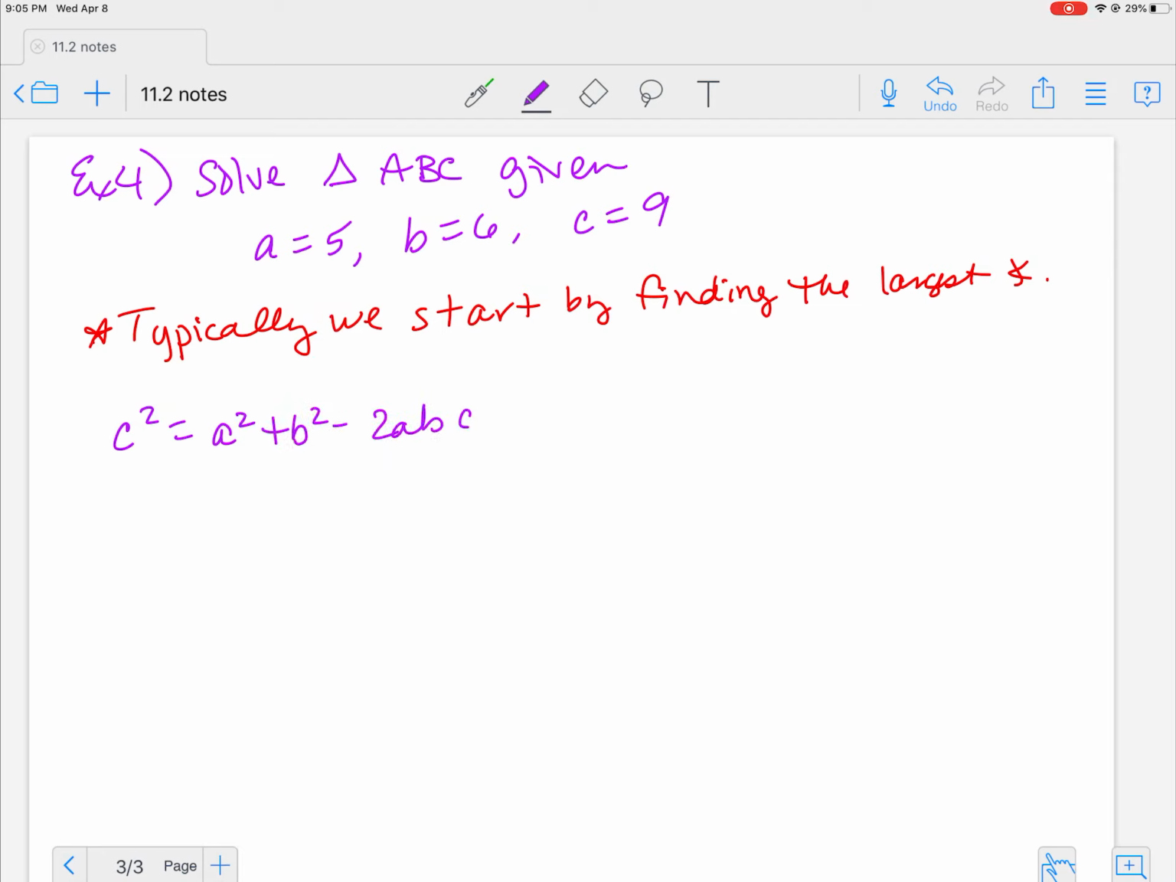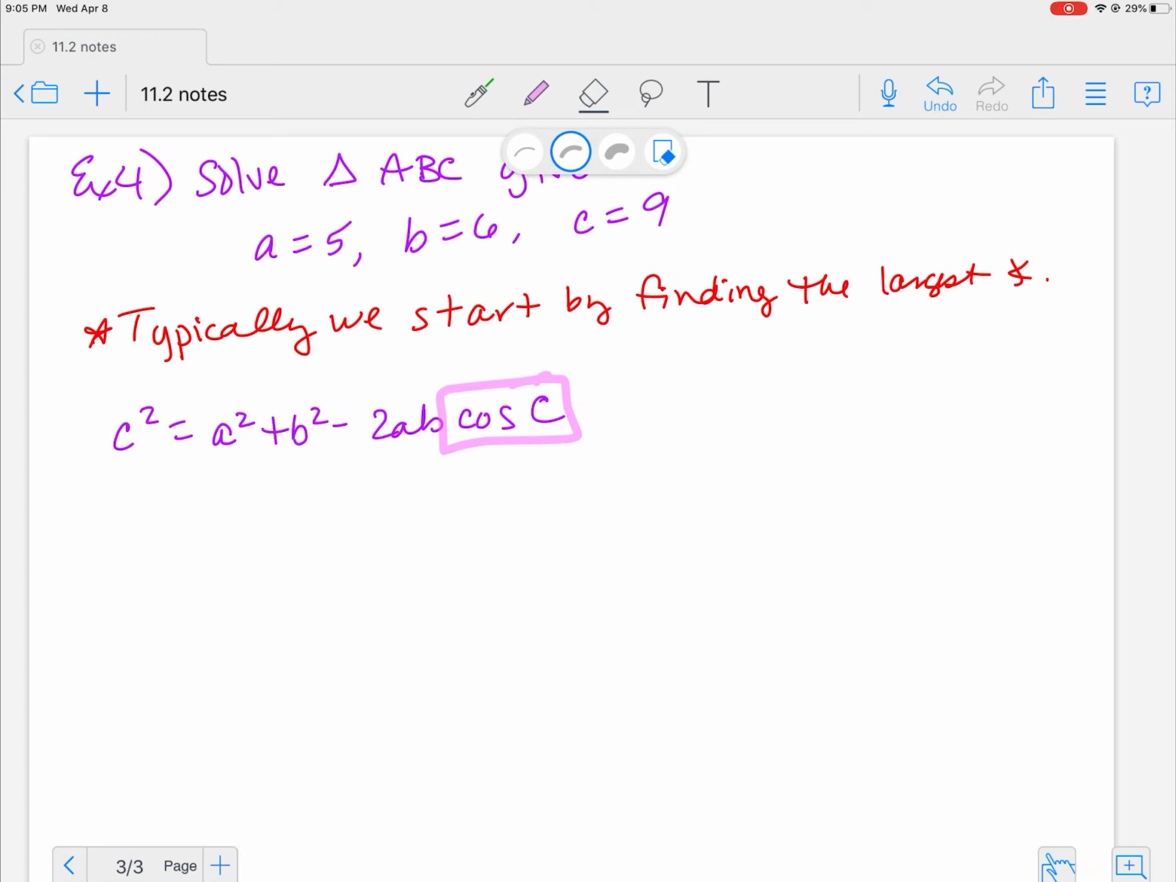Okay. Let's do it. Now look at what's happening here. I want to find cosine. So I actually have c squared is equal to a squared plus b squared minus 2ab cosine c. So my goal is I have to work my way in to this cosine c.